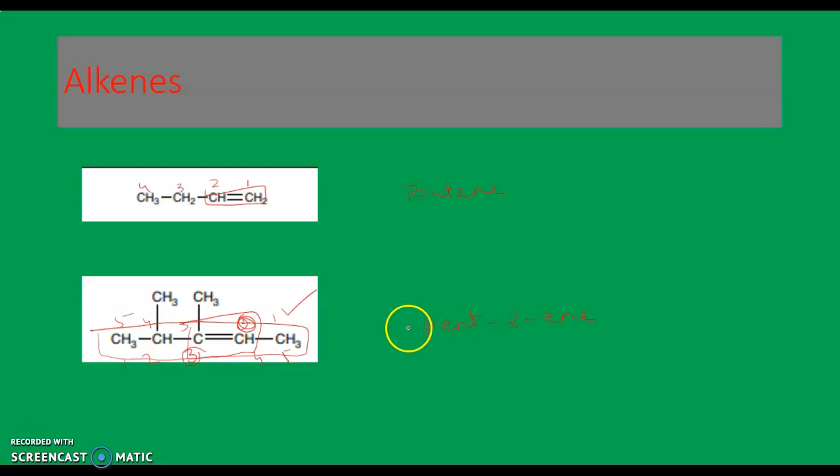Remember, I'm dropping the a from the end. So it's not penta-ene, it's pent-2-ene. Now at positions 3 and 4, I have my substituents. So the name would be 3,4-dimethylpent-2-ene.